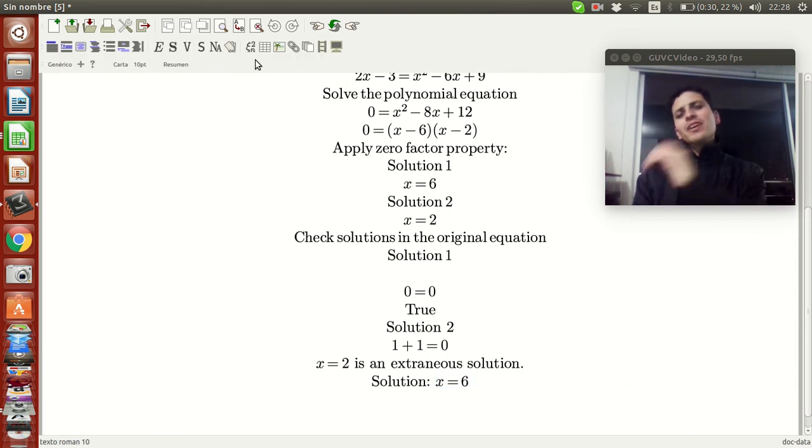It's very important that you check the answer in a radical equation because you have to search for extraneous solutions. As you could see, the process for radical equations is not so difficult, but you need to be careful with the roots, because the only way to take off the roots is by raising both sides of the equation to the second power.